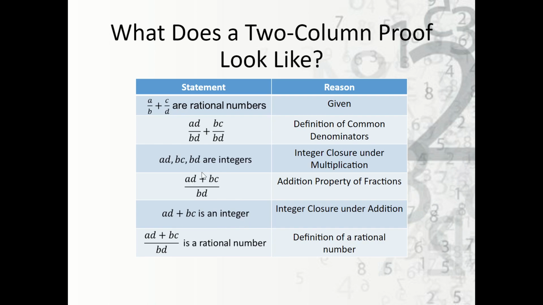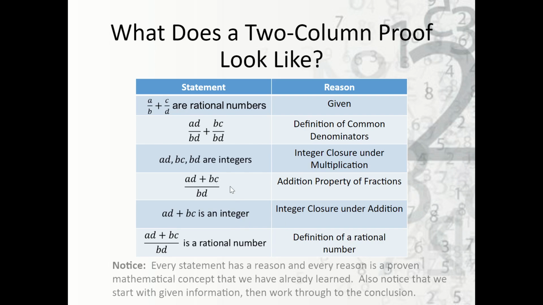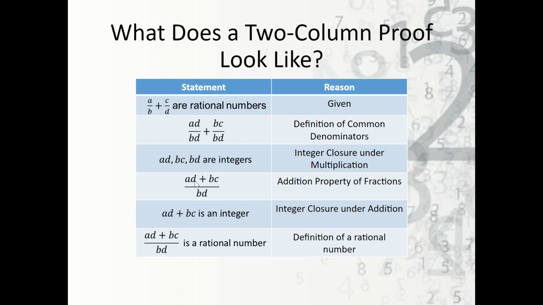This plus this will be an integer. And we know that because this number and this number will be an integer because we know that integers are closed under addition. So if I add any two integers together, I get another integer.